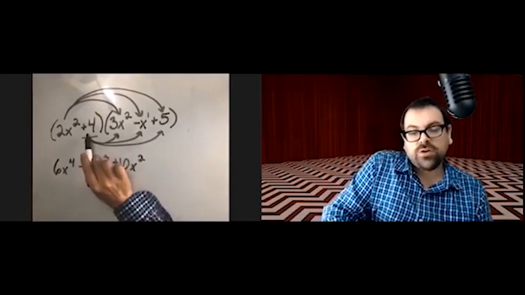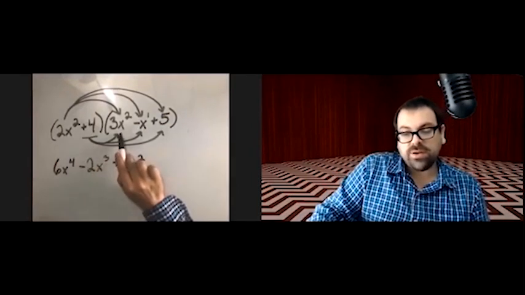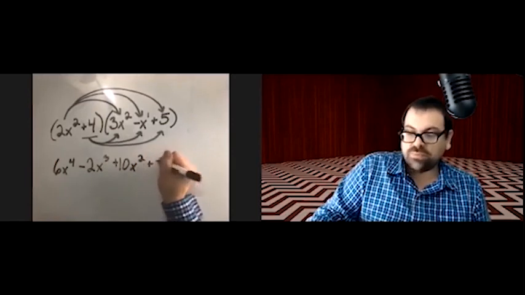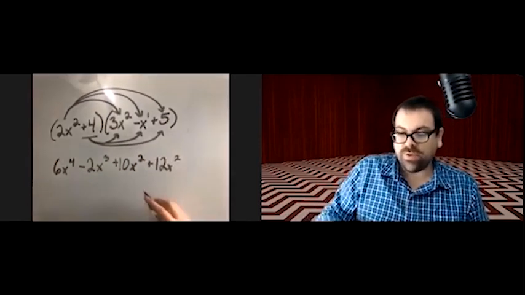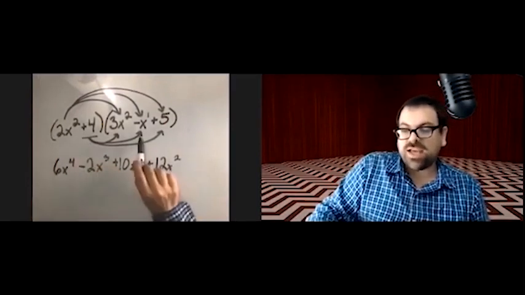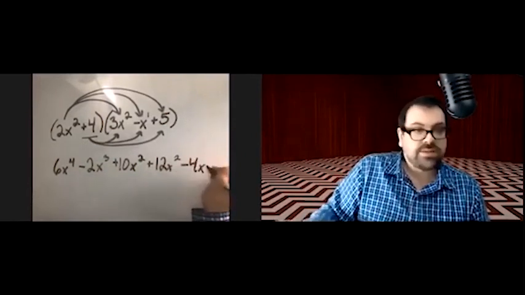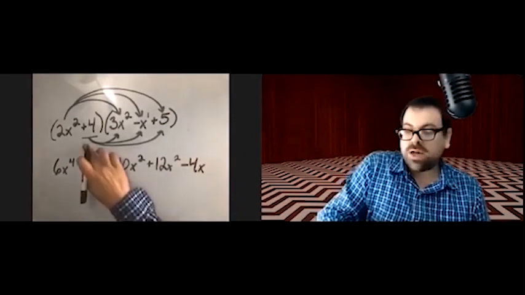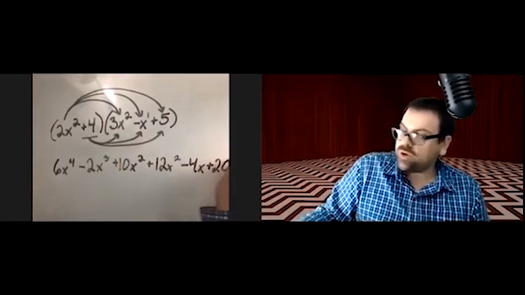Over here, 4 times 3x squared. We could just keep writing, plus 12x squared. Positive 4 times negative x, minus 4x. Positive 4 times positive 5, plus 20.